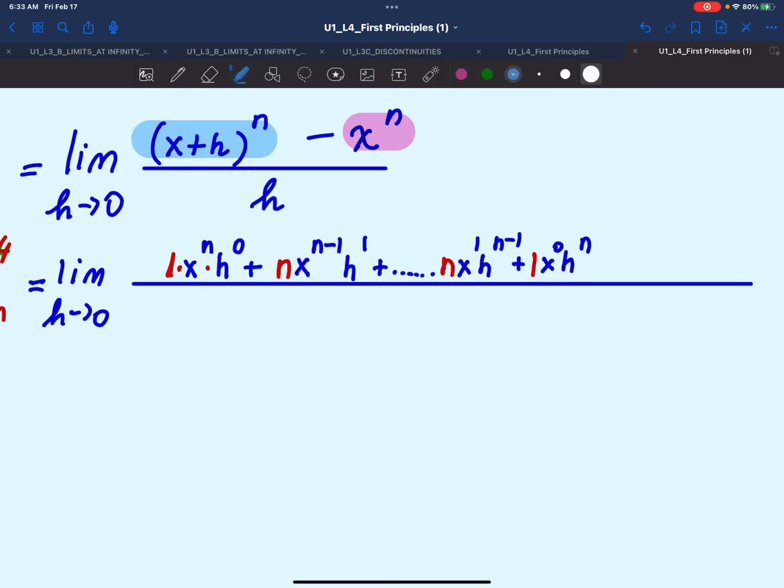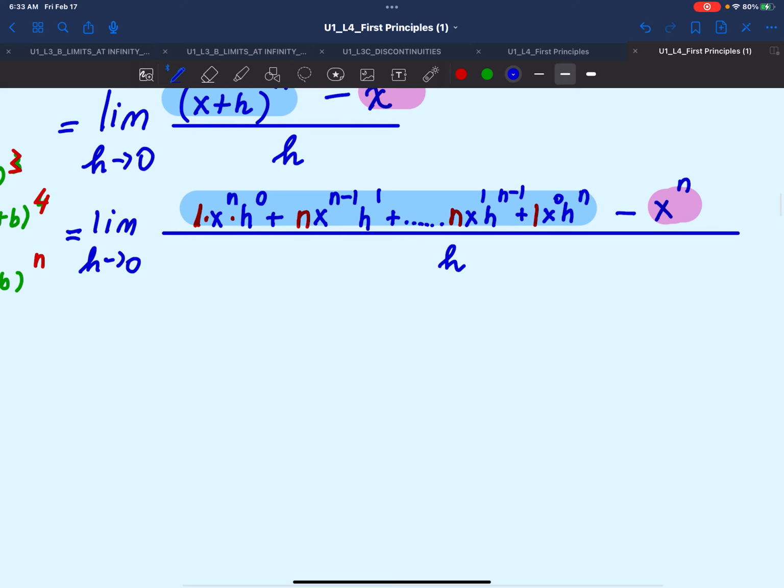And before we move on to the rest of the expression, we're going to say that the expanded form of x plus h to the power of n is described by this very good-looking expression here. And we'll subtract x to the power of n, this one here. And this will be over h.